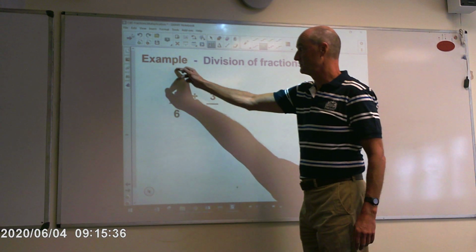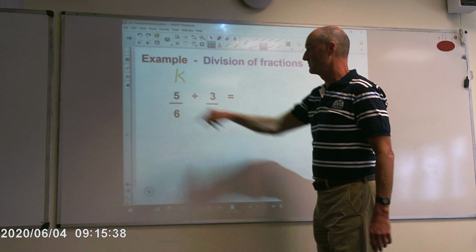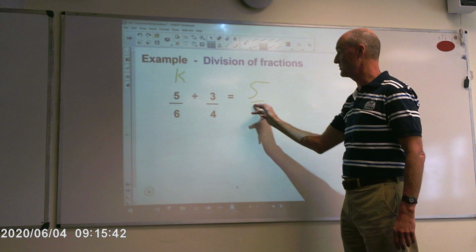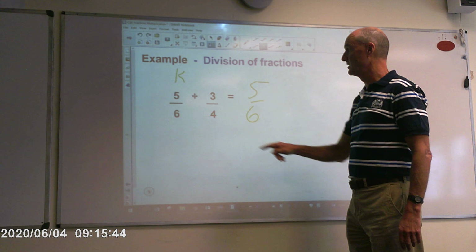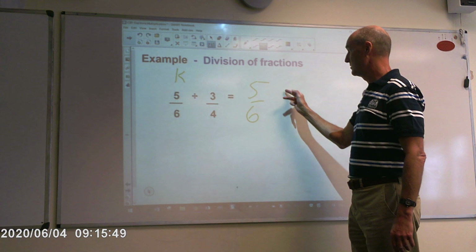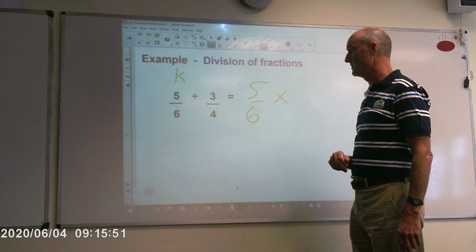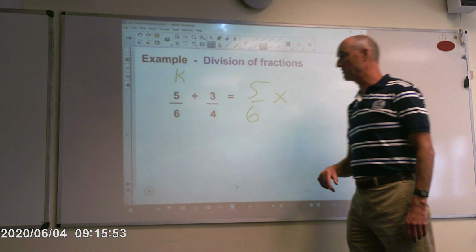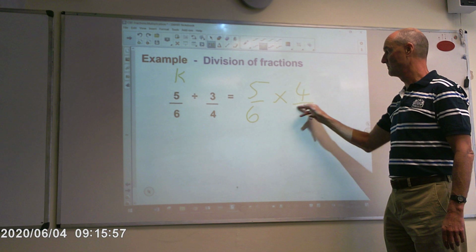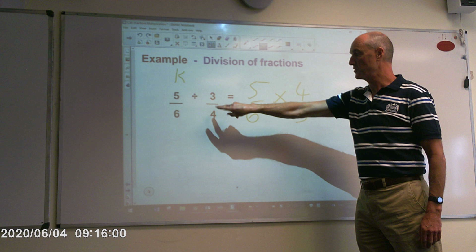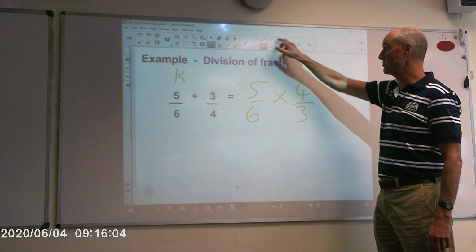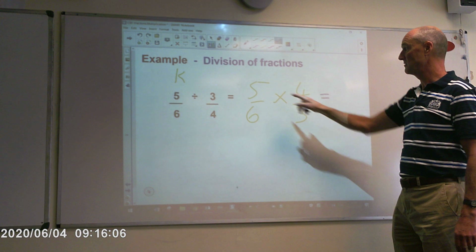Keep the first fraction, so 5 over 6, 5 sixths, stays as 5 sixths. Change the operation, so change it from being a division to a multiplication. Flip the second fraction. Swap the positions of the 3 and 4. Is that now a calculation that we can deal with? Yeah, I think it is. Multiplication.